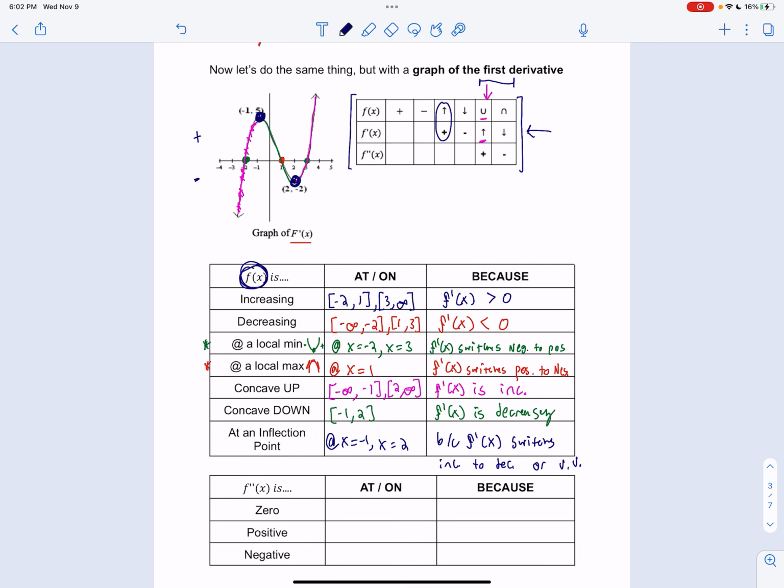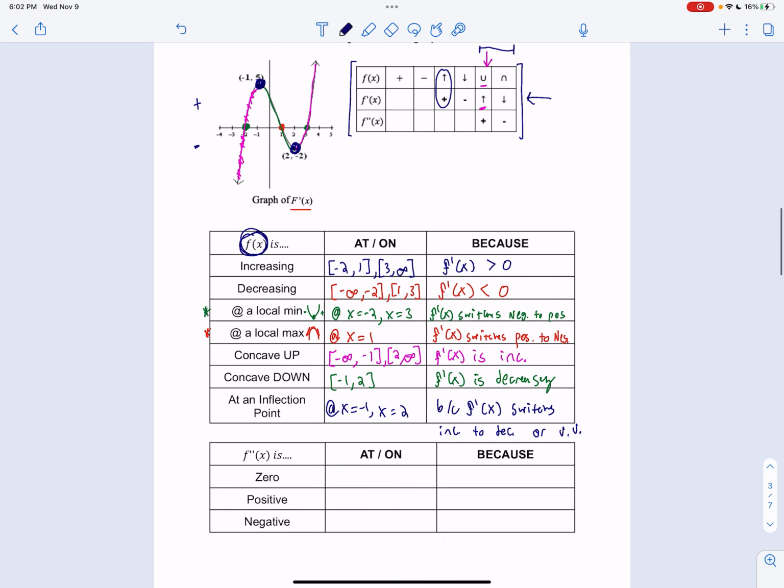Now, once again, we can make the exact same conclusions about the second derivative. If you are at an inflection point, that means the second derivative is 0. So this is the exact same answer at x equals -1 and x equals 2, and the exact same thing, because f prime of x switches from increasing to decreasing.